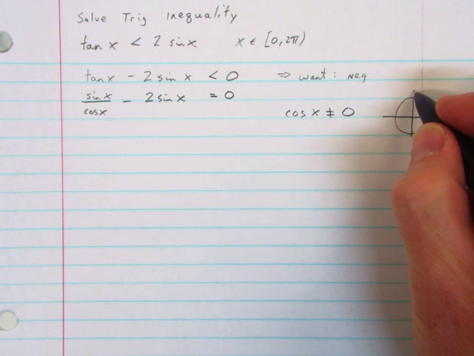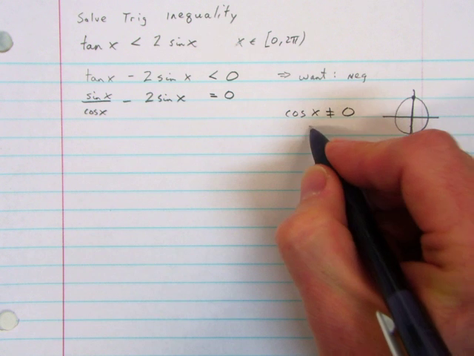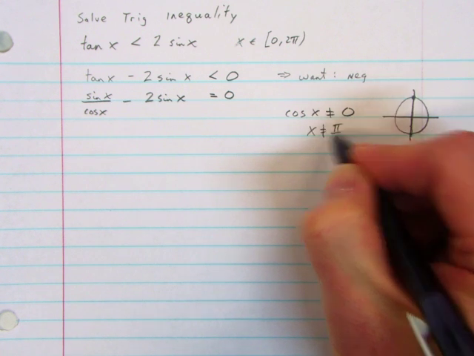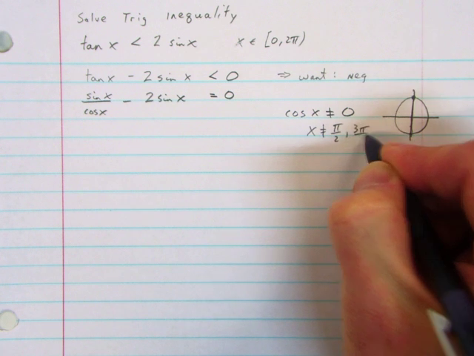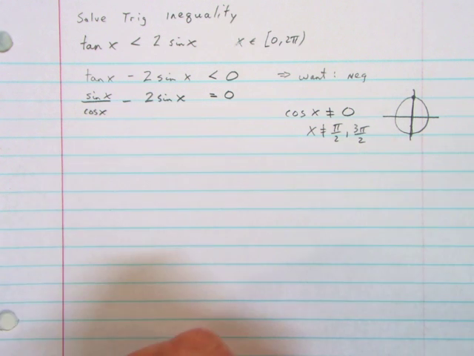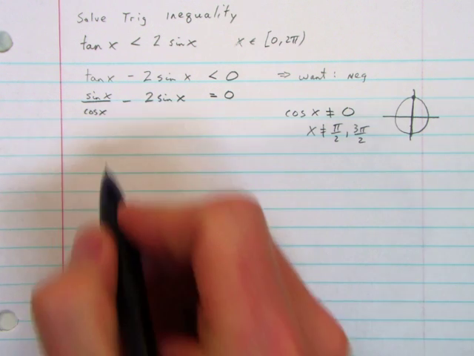So cosine is our x value. Where does it equal 0? It equals 0 at those two values. So we'll have to say x cannot equal pi over 2 or 3 pi over 2. And we're going to have to make sure we include that when we get to our number line. Now we can go and just solve it normally.